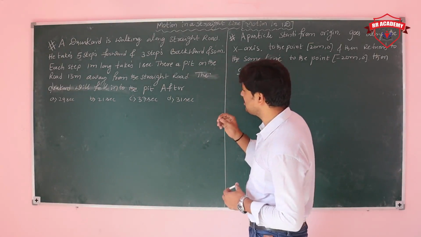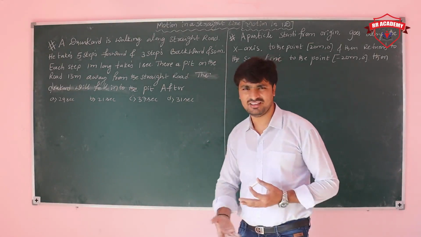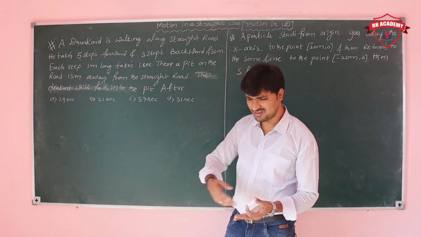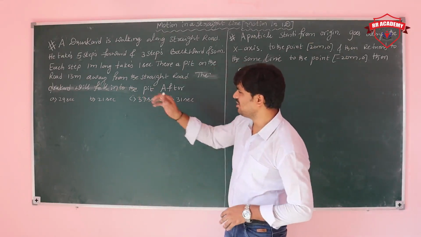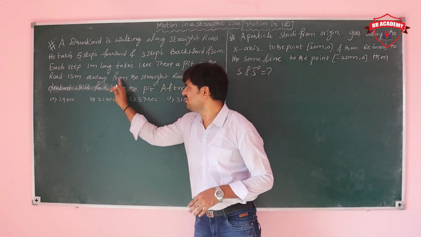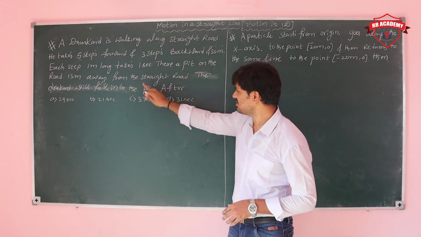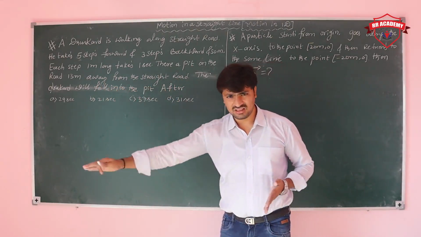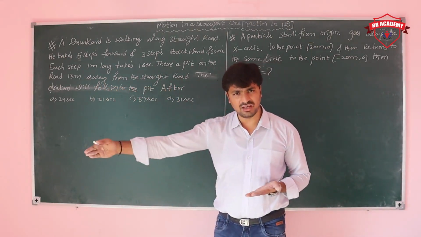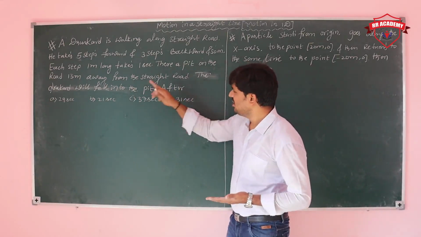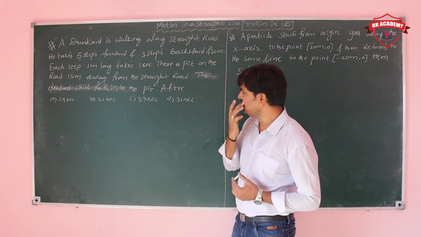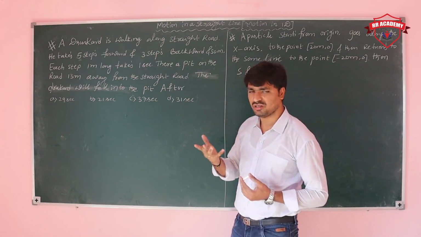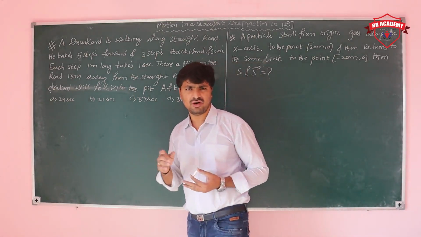And there is a pit on the road. Generally, this is possible on our roads. Pits, yes. On the road, 30 meters away from him. The drunkard will fall into the pit after a time of. After means after how much time he falls into the pit.